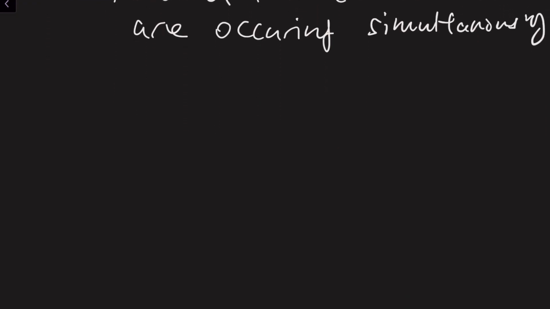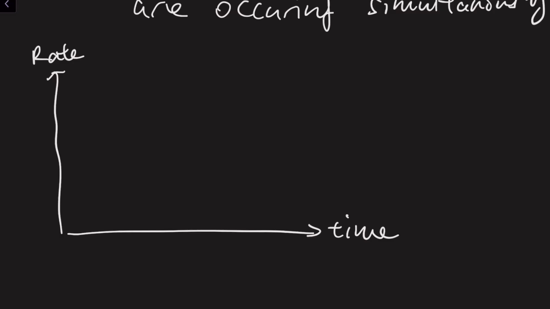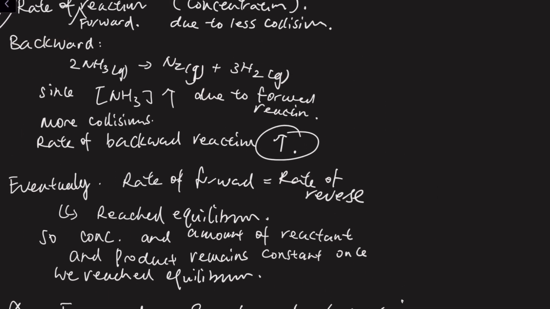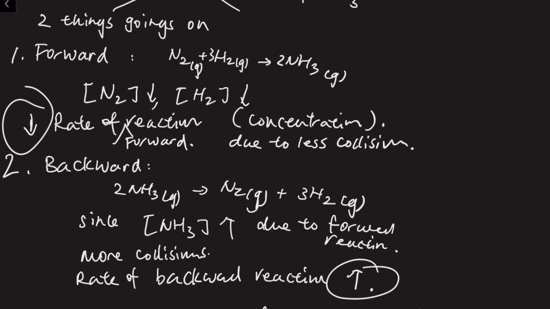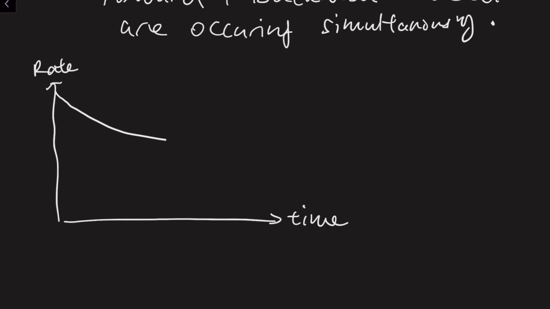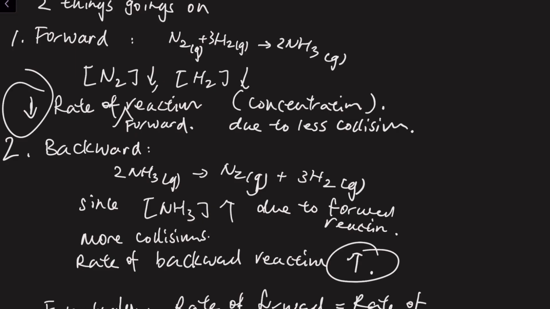And now let's look at the rate of reaction and how to represent this chemical equilibrium using a graph. As we have mentioned before, the rate of forward reaction would gradually decrease, because as the reaction proceeds, we have less concentration of reactants, and thus we have less frequent collisions, so the forward rate decreases.